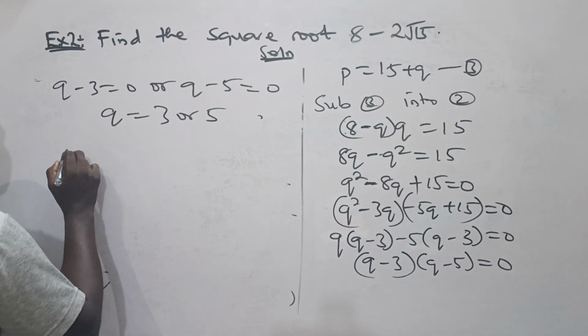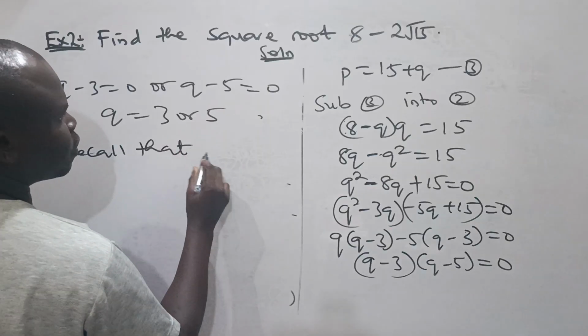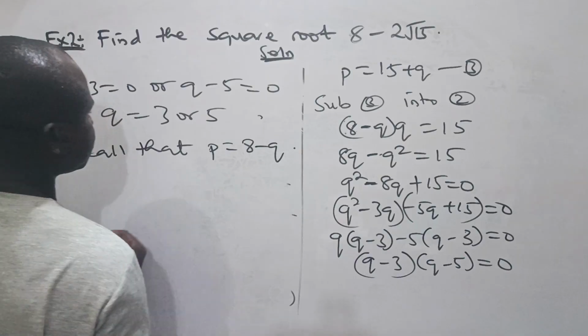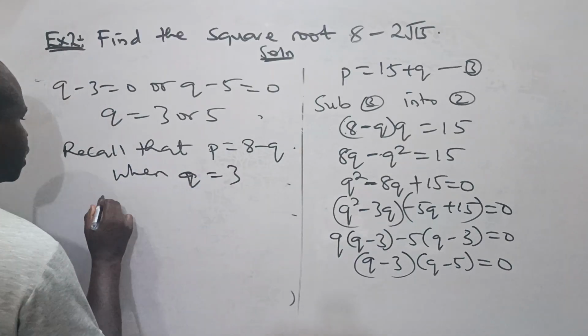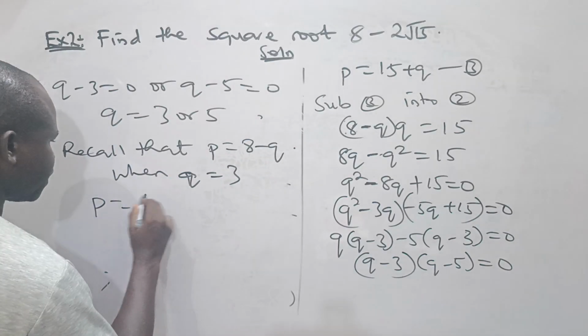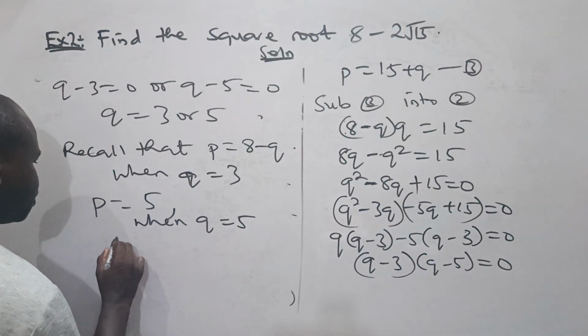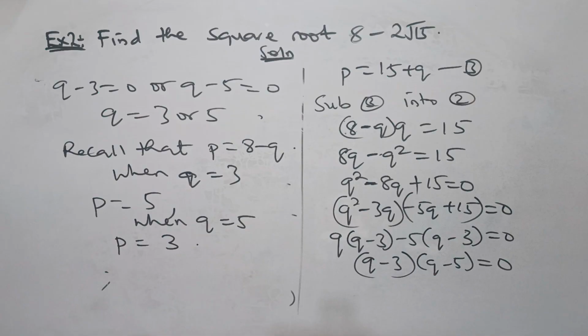We recall that p is equal to 8 minus q. So when q is equal to 3, p will be 8 minus 3, that will be 5. And when q is equal to 5, p will be 8 minus 5, that will be 3. So that's what we are going to get.